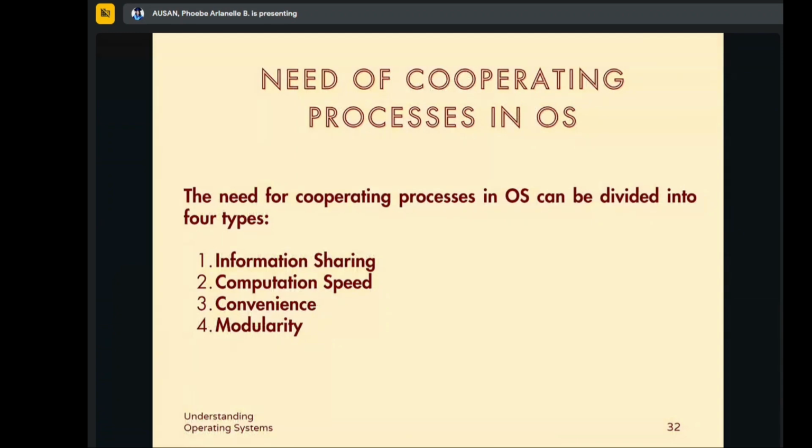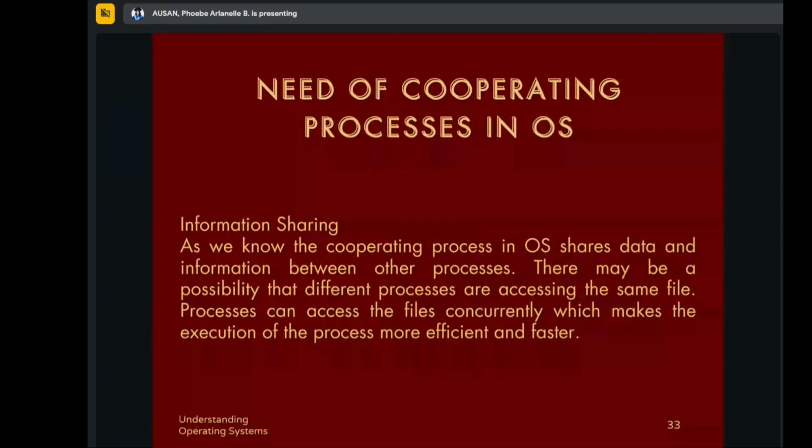So, the need of cooperating process in OS. There are four types of this: information sharing, computation speed, convenience, and modularity. Number one, information sharing. As we know, the cooperating processes in OS share data and information with other processes. There may be a possibility that different processes are accessing the same file. Processes can access the files efficiently.